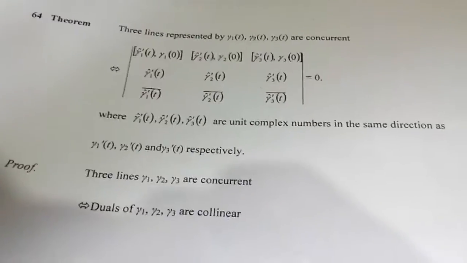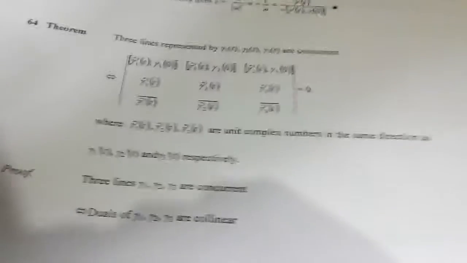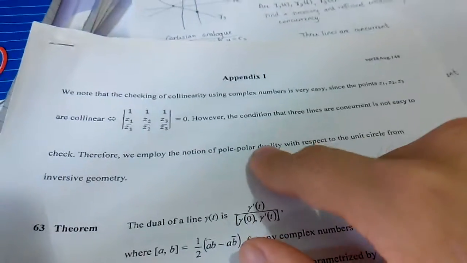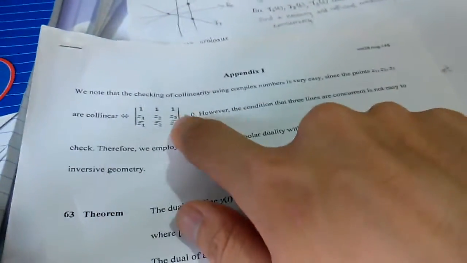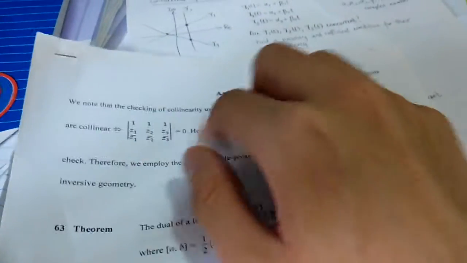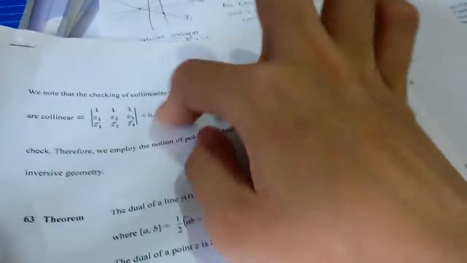Okay, so then how is this connected to the concurrency of 3 lines? The reason is because if I have 3 points, z1, z2 and z3, then they're collinear. I mean, the 3 points lie on the same line precisely when this determinant is equal to 0.